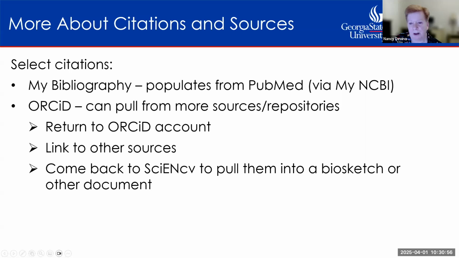My Bibliography is going to populate from PubMed plus anything you added manually. The ORCID can pull from more sources and repositories. If you see that there are things missing, you can go back to your ORCID account. There are options to link to those other sources and then come back to SciENcv and pull them into the Biosketch or the other documents. So you're not limited. But once you start a CV, if you go back to ORCID, you're going to have to then regenerate that same CV. Once it's going, it will only pull from what was there when it was started. If you don't like what is there, you can go back and add it to the bucket and then come forward.